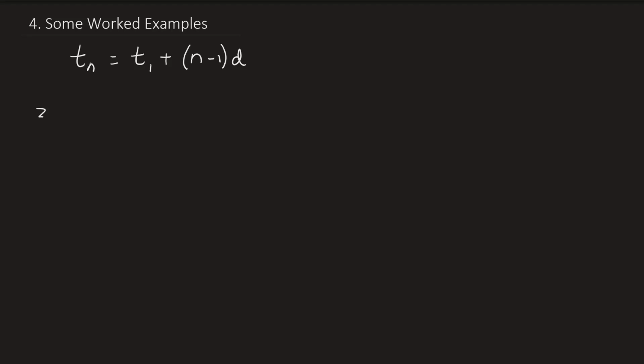The first example is an arithmetic sequence that is this: 3, 9, 15, 21, 27, and so on. And the question is: find T11. The n value that we're going to use in this problem is 11 because it wants us to find T11.